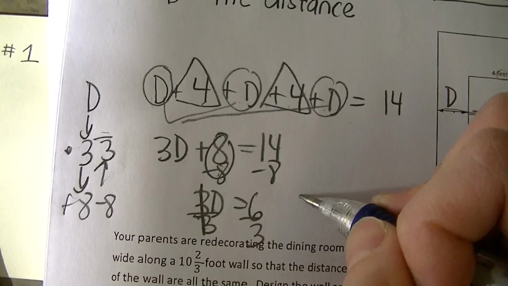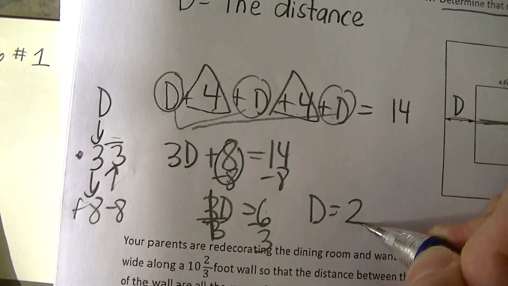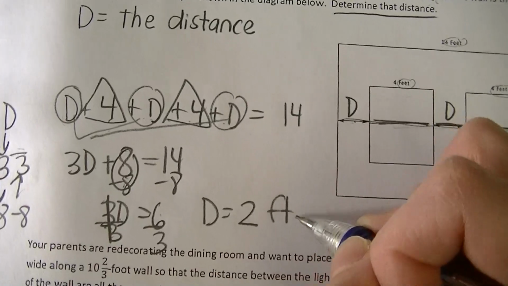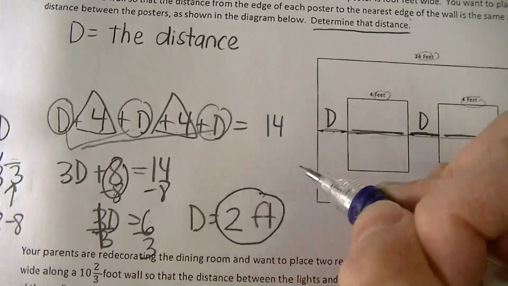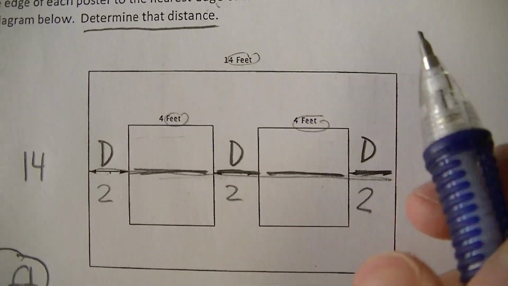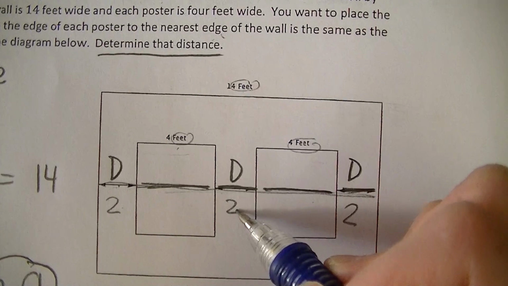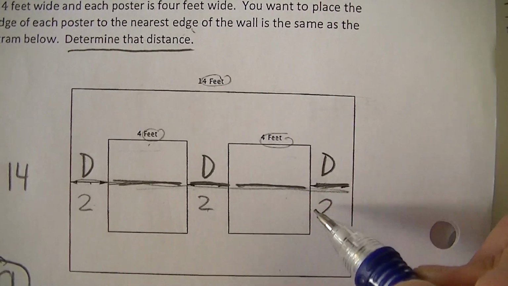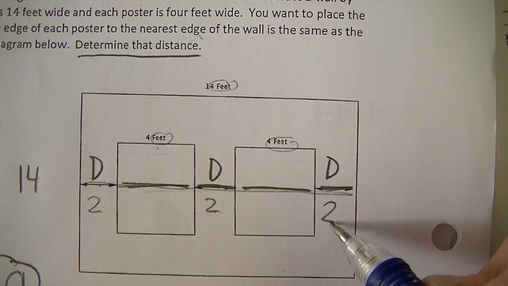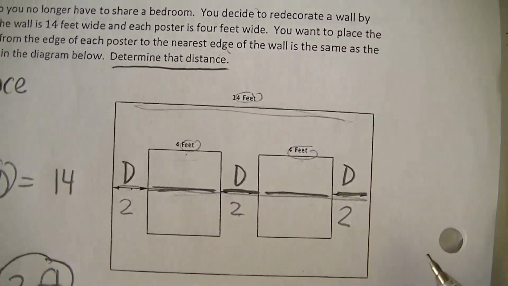1 times D is 1D or D. And then 6 divided by 3 is 2. So that distance right there is 2 feet. Okay? So that's 2 feet, 2 feet, 2 feet. And to help verify this answer, 2 plus 4 is 6, plus 2 more is 8, plus 2 more is 10, plus 4 more is 14, and that gives us the total wall length, okay?